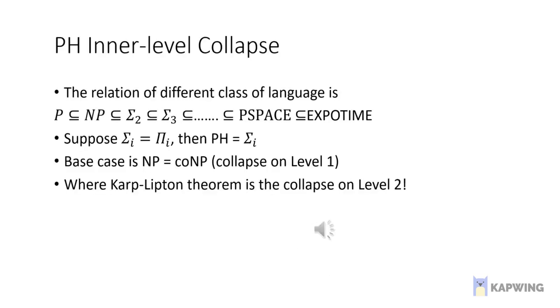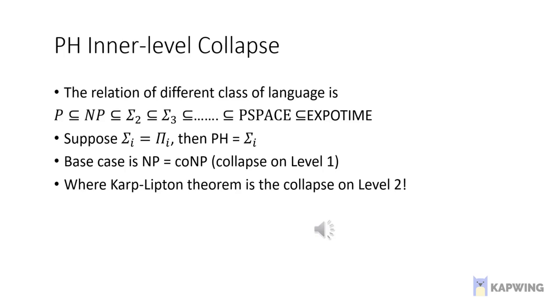So far, we have the relation here, where P, the level 0, is a subset of NP, which is level 1, which is a subset of level 2, and a subset of level 3, and so on and so forth. The entire polynomial hierarchy is a subset of PSPACE, and PSPACE is a subset of exponential time. So we have the chain of relations here. And we do have the collapse of the polynomial hierarchy.